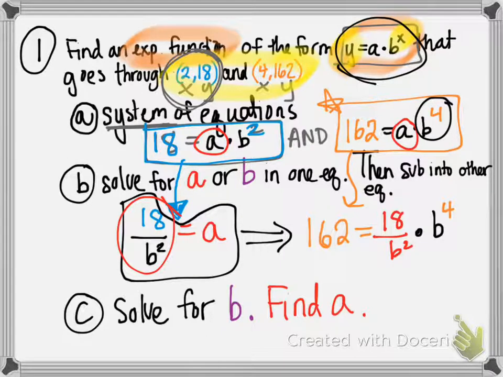Now, look, I have b to the 4th and b squared. And this b to the 4th is really understood to have a 1 under it. So you can use your properties of exponents here. Cross off this b squared. That would leave us 2 of those there.